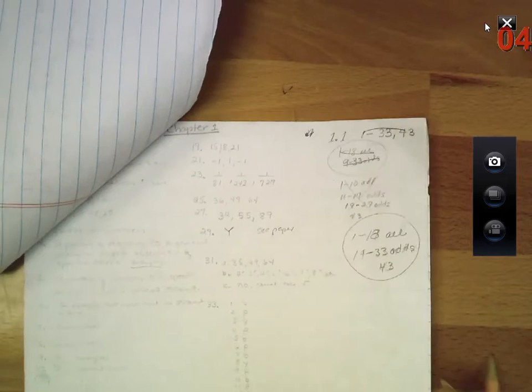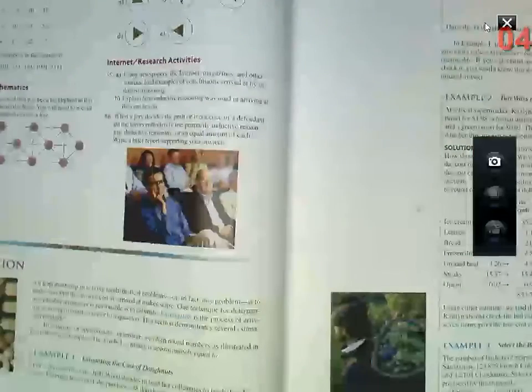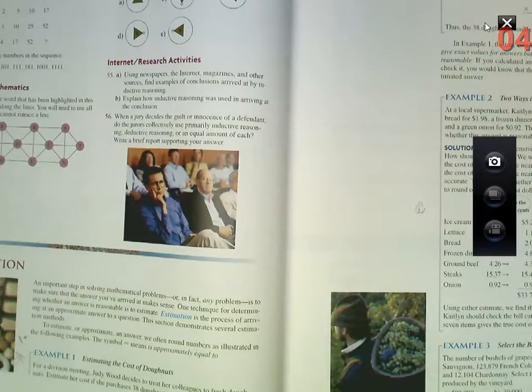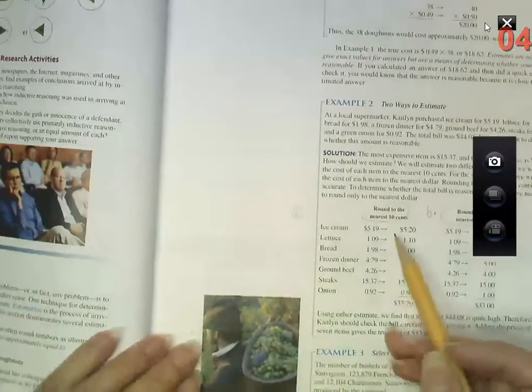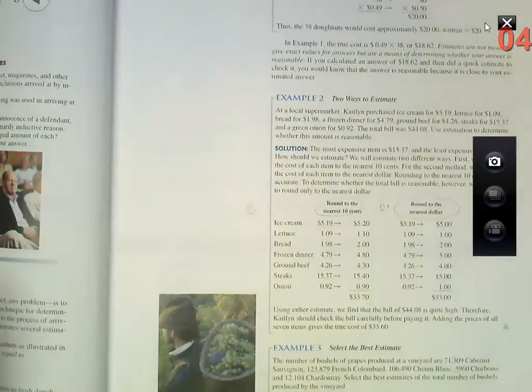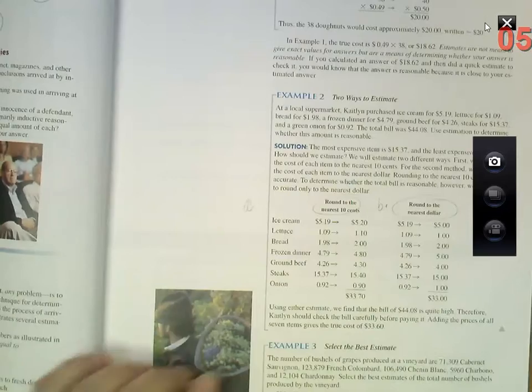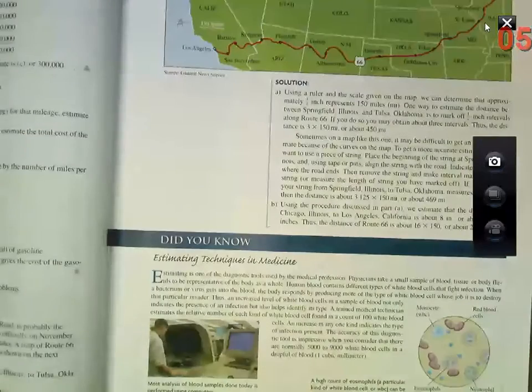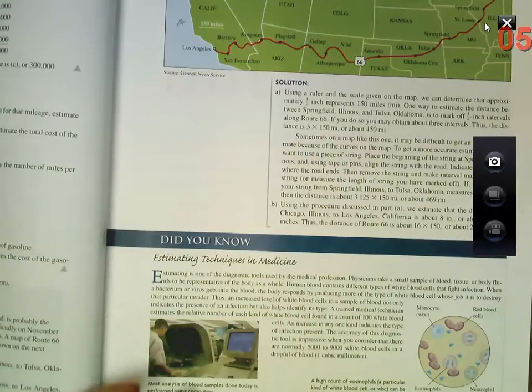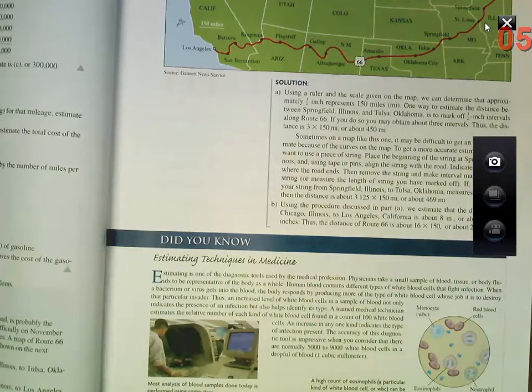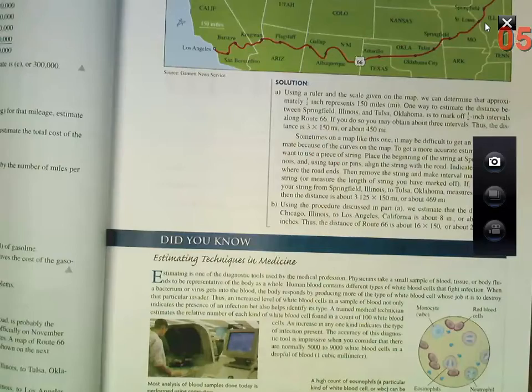Then in 1 and 2 we had estimating, and we mostly looked at where you could estimate with money. Like on this one, they would estimate something to the nearest 10 cents, or estimate it to the nearest dollar. And then you just had to guess on those. And a lot of them, your answer did not come out anywhere near what was in the back of the book, and mine didn't either. You never know exactly how someone else is estimating.